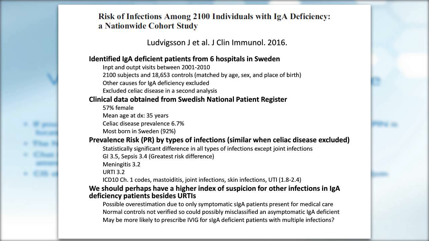However, another interesting question that would be brought up from the study is whether we might be more likely to prescribe IVIG for IgA deficiency patients who have multiple infections, which I typically don't do. I usually use antibiotics, but perhaps for the sicker IgA deficient patients with more infections, this may be an argument that they should be receiving IVIG.